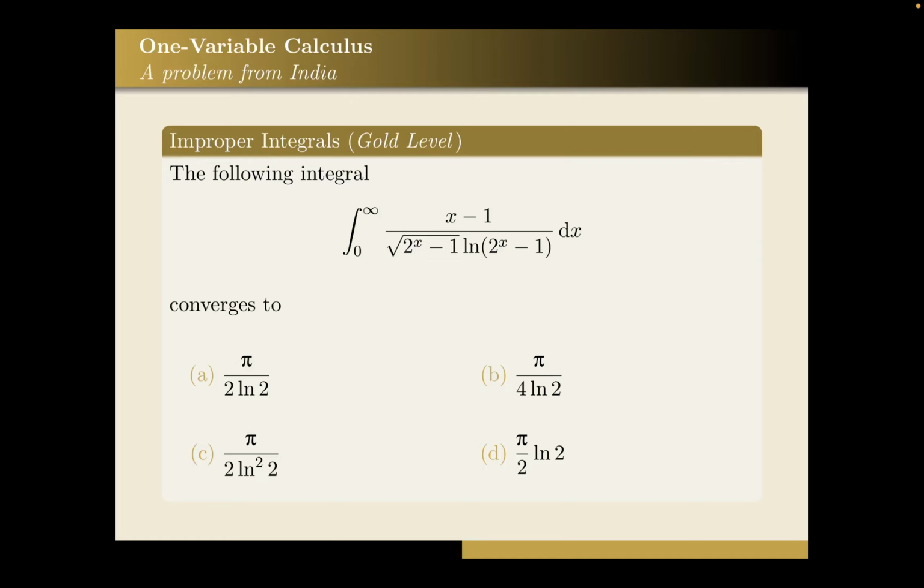Hello, in this video I'm going to solve the following gold level problem, one variable calculus, on the topic of improper integrals. This is a problem from India. The following integral from 0 to infinity, (x minus 1) over the square root of (2 to the x minus 1) times ln of 2 to the x minus 1 dx converges to.